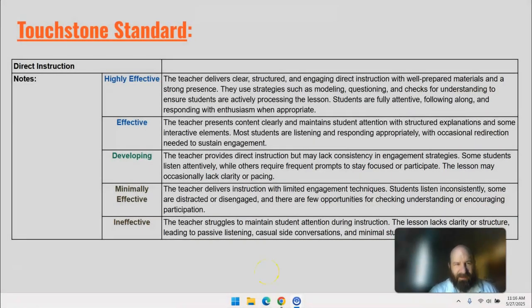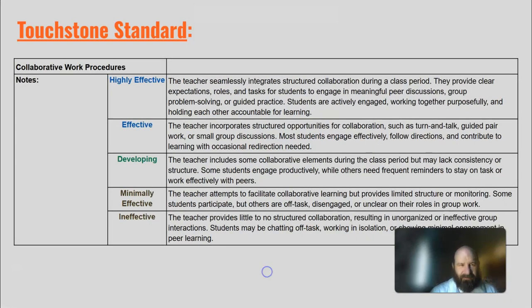So first thing, direct instruction. The teacher delivers clear, structured, and engaging direct instruction with well-prepared materials and strong presence. They use strategies such as modeling, questioning, and checks for understanding to ensure students are actively processing the lesson. Students are fully attentive, following along, and responding with enthusiasm when appropriate.